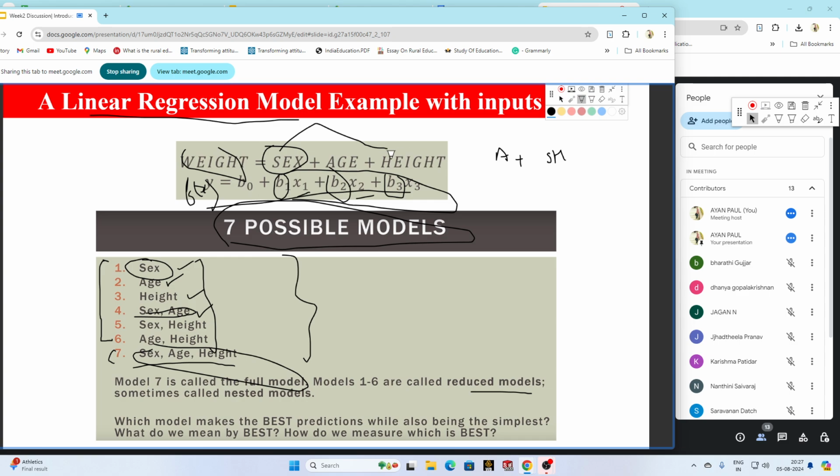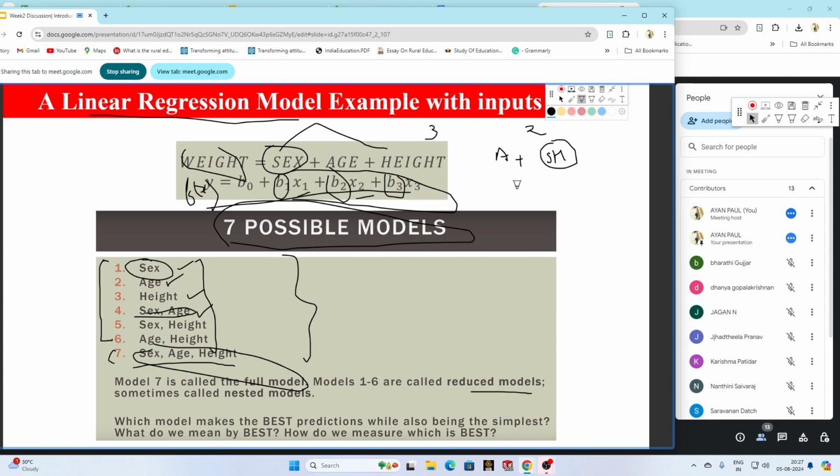Like sex and height are very much correlated, so I have made an input called SH that will take account of sex and height. So by that I have reduced the dimension. How have I reduced that dimension? Here the inputs are 3, but here the inputs are 2. So that is feature extraction. I have not dropped anything, but out of sex and height I have made one input called SH. So by that I have reduced the dimension.